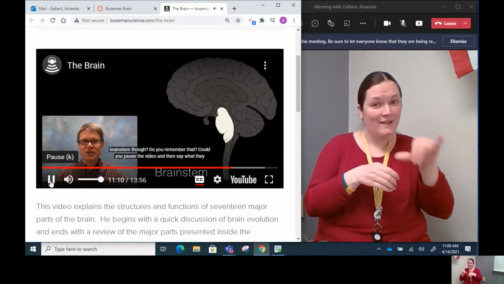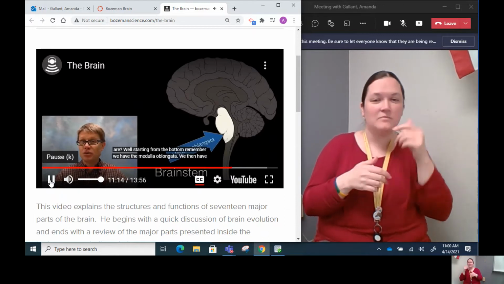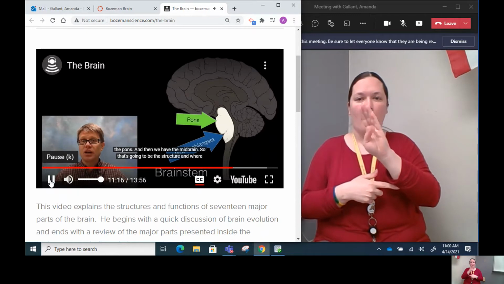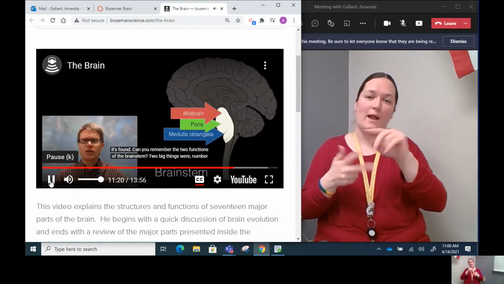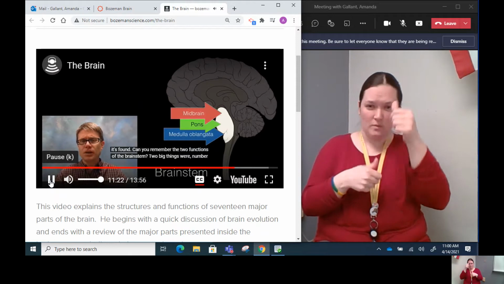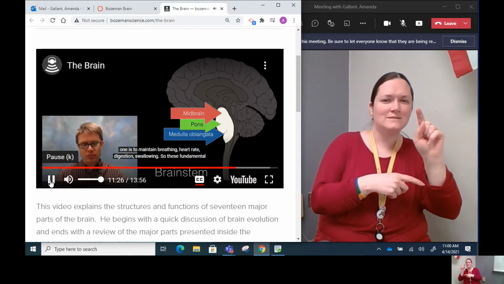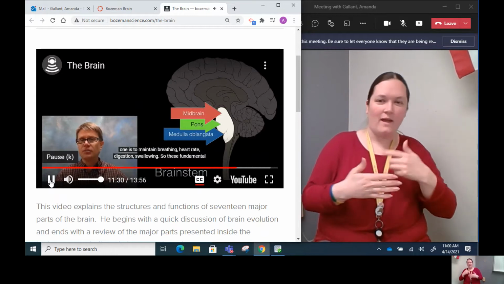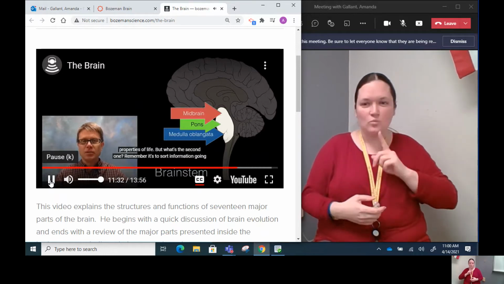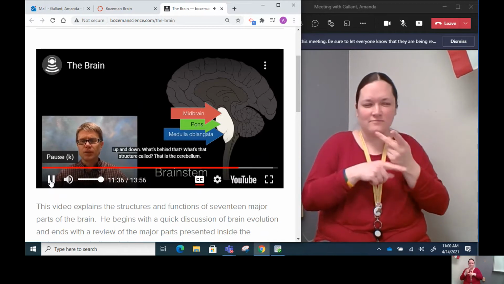Do you remember that? Could you pause the video and then say what they are? Well, starting from the bottom, remember, we have the medulla oblongata, we then have the pons, and then we have the midbrain. So that's going to be the structure and where it's found. Can you remember the two functions of the brain stem? Two big things were, number one is to maintain breathing, heart rate, digestion, swallowing, so these fundamental properties of life. But what's the second one? Remember, it's to sort information going up and down.